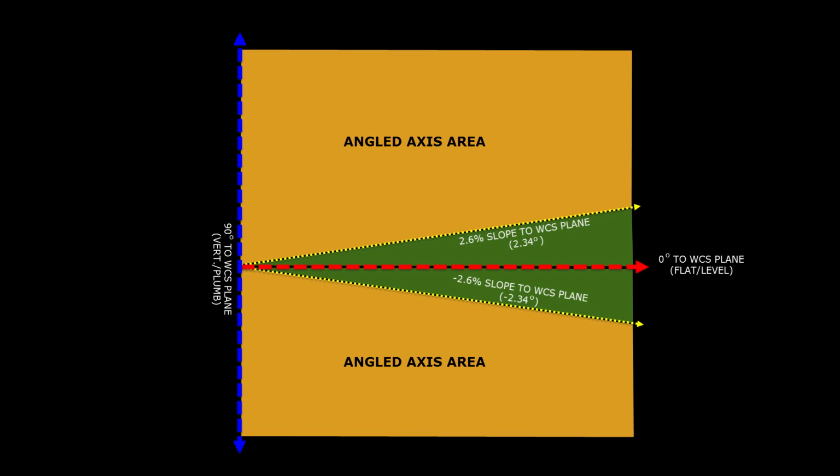In the field, a pipe or duct run that is level is commonly referred to as a flat run. In 3D CAD, a flat run is very similar. It is a run that is parallel with the world coordinate system, as shown here as a red dashed line. A vertical pipe or duct run is commonly referred to as a riser or a pipe that is plumb. This is shown here as a blue dashed line.